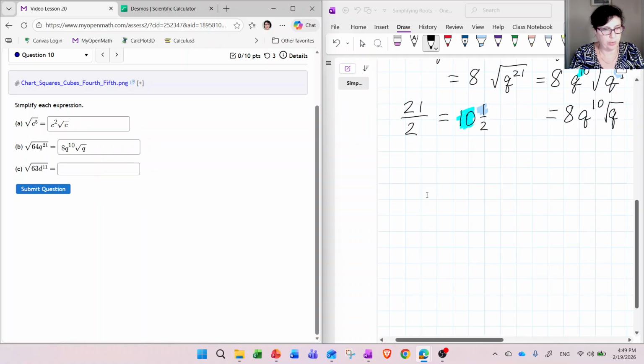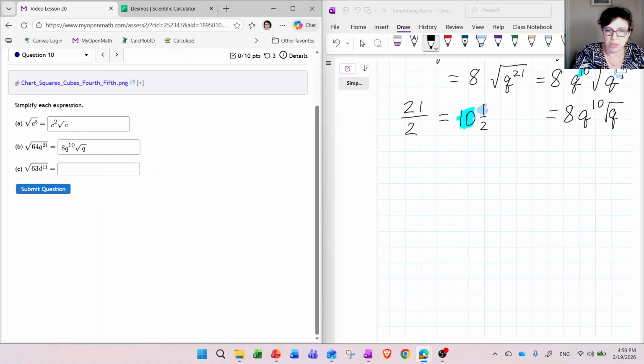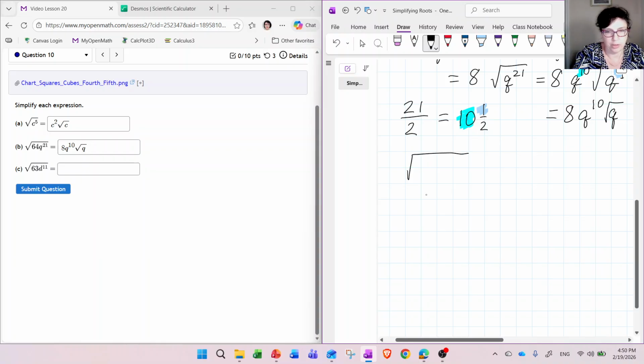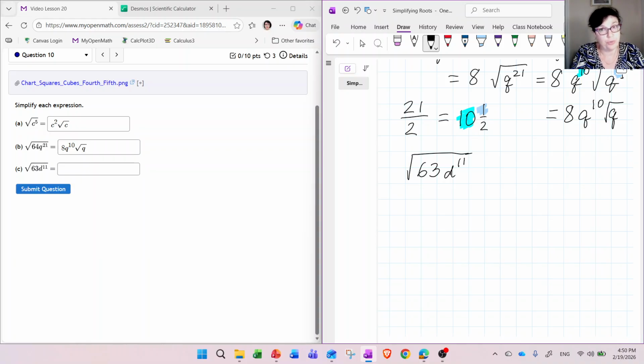Let's look at the last one, and that's probably the hardest one, of course. Of course, I have to do a hard one. Okay, so this is the square root of 63 d to the power 11. Now, here you have to actually simplify both of them. So we're going to simplify square root of 63, and we're also going to simplify d to the power 11. Okay, how do you simplify square root of 63?